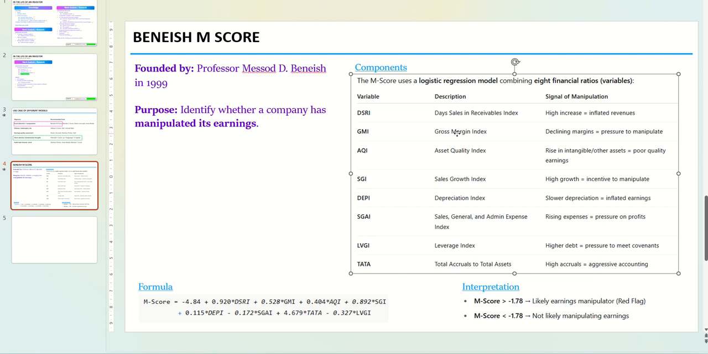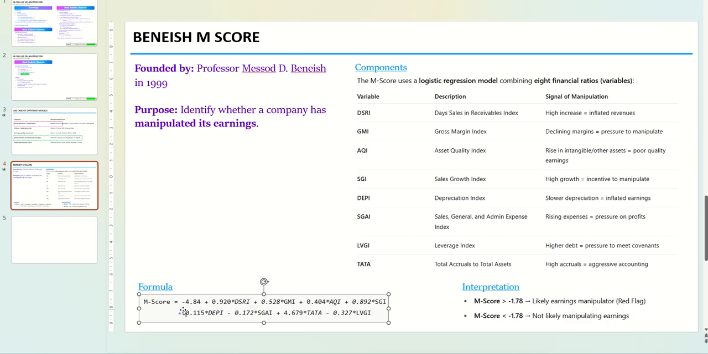So each of these components has a significance, and post calculating these 8 components, they are put in a formula which you see below: minus 4.84 plus 0.92 into DSRI and so on. All these 8 components are put in this formula to arrive at the M-Score. Don't get baffled or afraid by seeing this formula. The model will do everything. I'm just introducing you to the basics of this model.